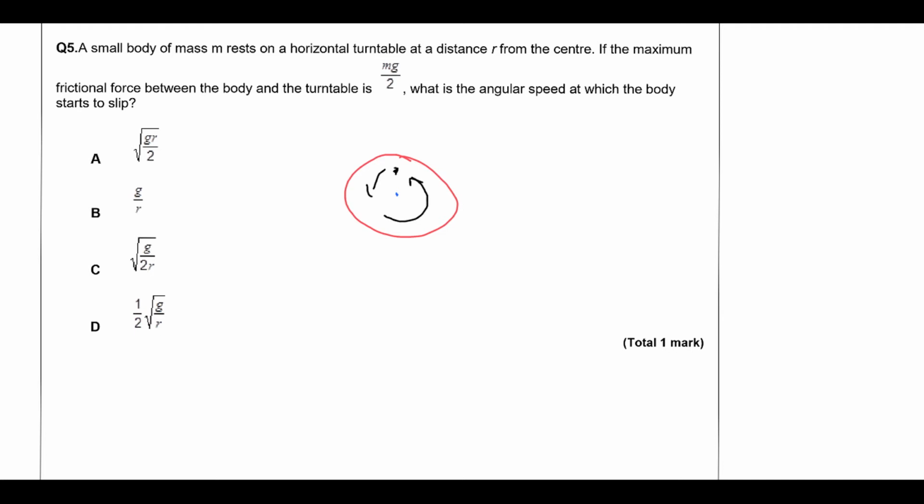Now, if something's in circular motion, there must be a force acting towards the centre, and that's going to be the frictional force. So the centripetal force in this case is going to be mg/2, which will therefore be equal to m omega squared r. The friction is the centripetal force, so that's what allows us to equate those two. We can get rid of the m's, and we want to get omega by itself. So we take r over to the other side and square root, and so what we're looking at is option C there.